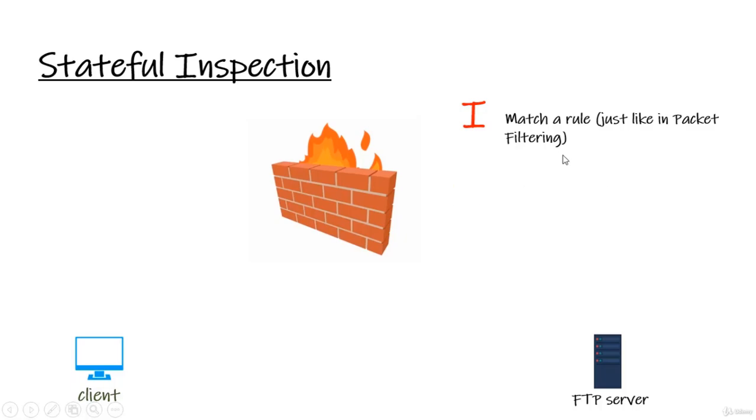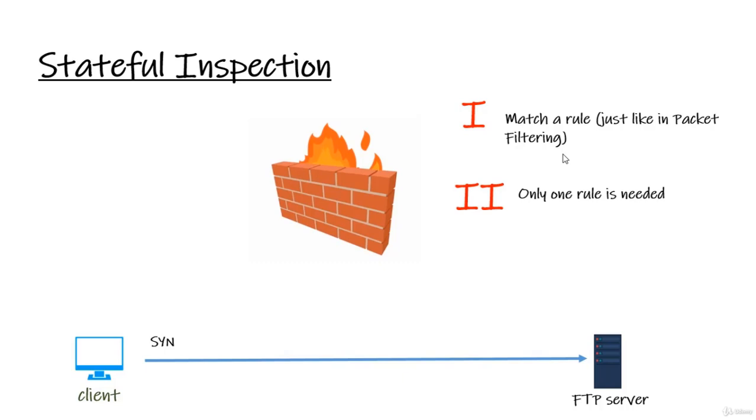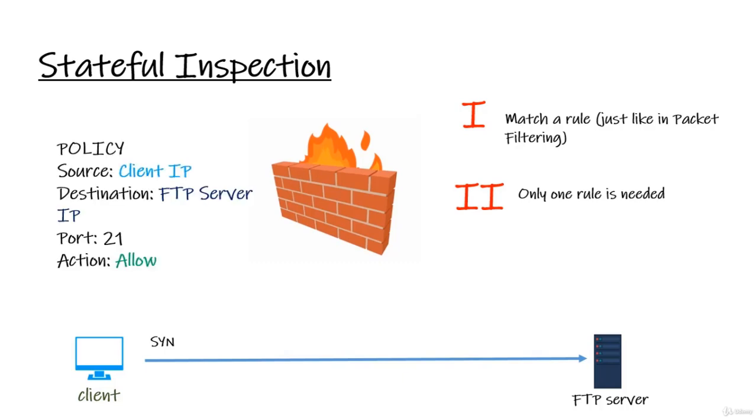The client tries to open up a connection with the FTP server, and what happens is we send out the SYN packet. In our rule base on the firewall, we have the policy: source, client IP; destination, our FTP server; and allow port 21, which stands for the FTP protocol. All right, so we have that in our policy. It passes the traffic just fine, action allow. When the traffic comes back from the FTP server, it goes just fine as well.